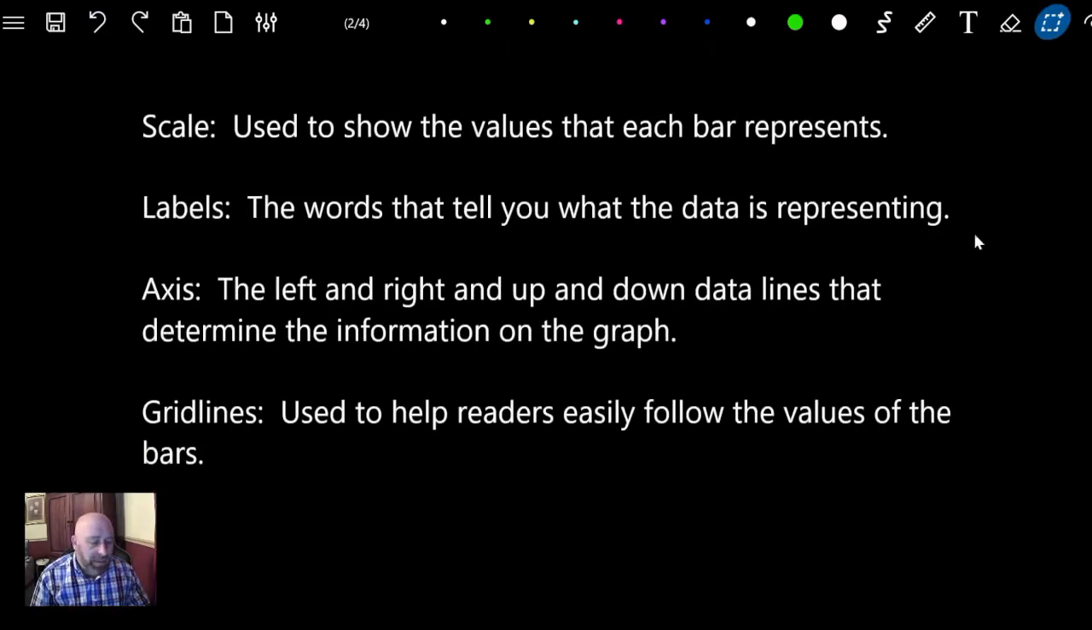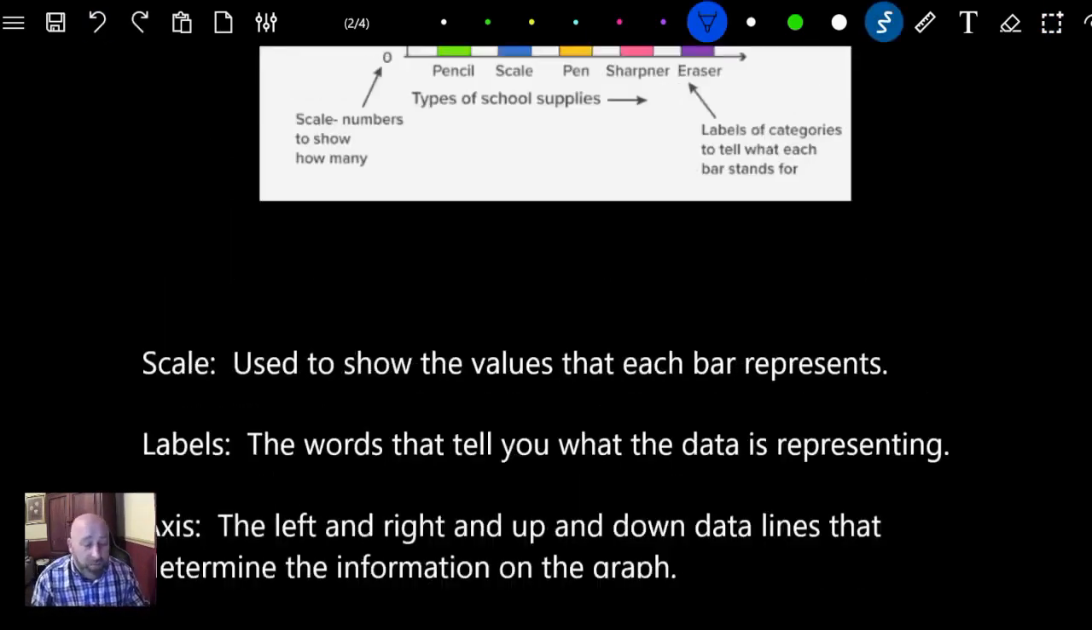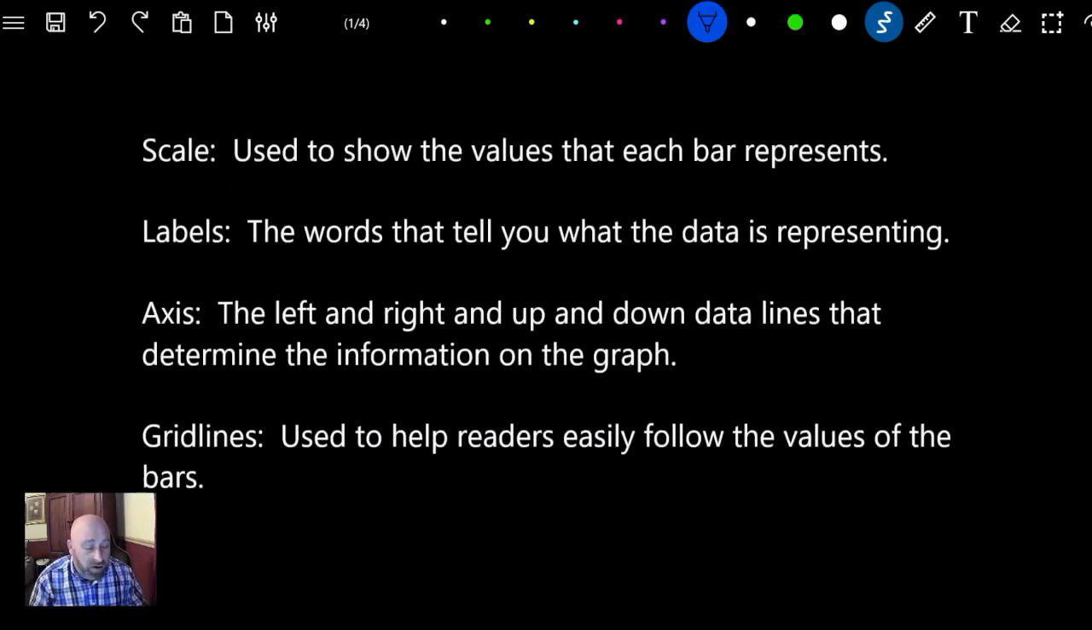Okay, the next one is labels. Labels are the words that tell you what the data you're looking at actually represents. So these are the labels. We're looking at pens, pencils, scales, sharpeners, and erasers. That's what those bars are talking about.